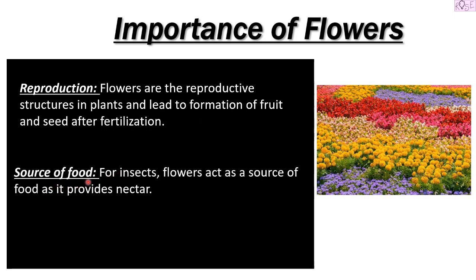Next is they are a source of food. For many insects, flower acts as a source of food as it provides nectar. For example, honeybees, they collect nectar from the flowers. So they also act as a source of food for insects.